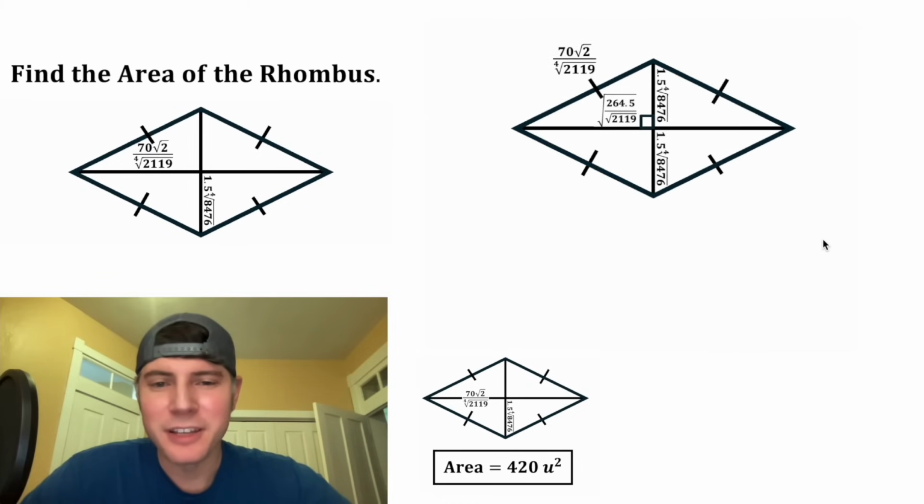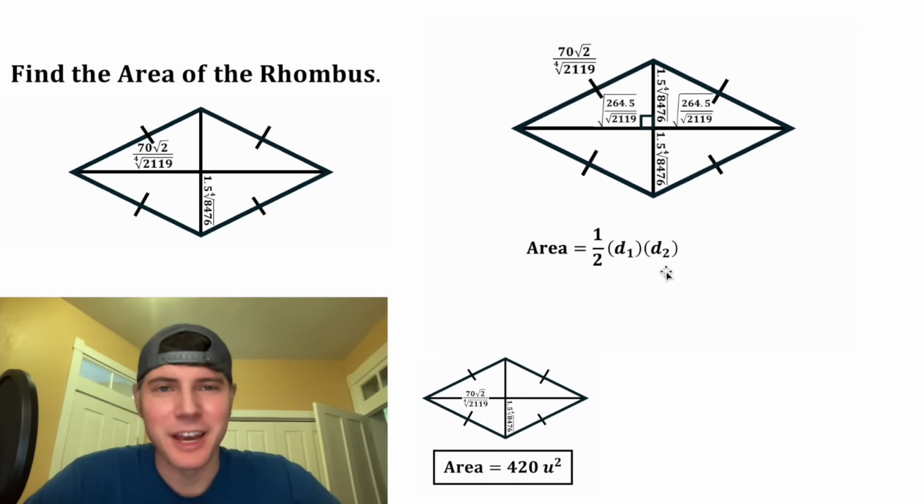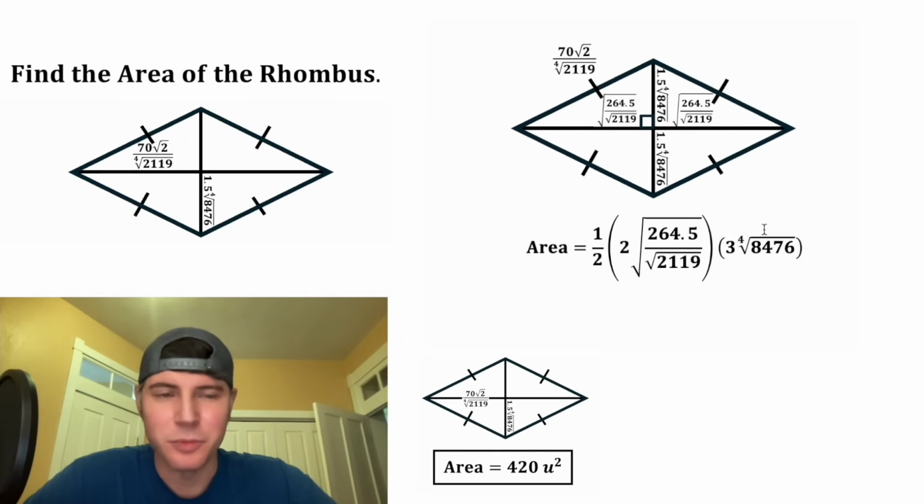And now we're ready to find the area of this rhombus. So this half is equal to this root. This half will also be equal to that root. So once again, the area is equal to 1/2 diagonal times diagonal. For the first diagonal, it'll be 2 of these square roots. And then 1.5 of this plus 1.5 of this is 3 of this. Now we just got to clean this up and we're done.